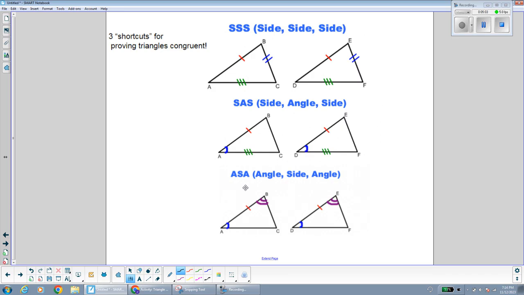ASA is angle side angle, where we have two congruent pairs of angles with a congruent included side. That means a side in between the two angles. And notice here how just like the order of the letters, the S, the side, comes directly in between the two A's, the two angles.